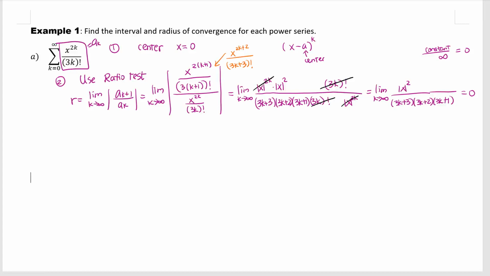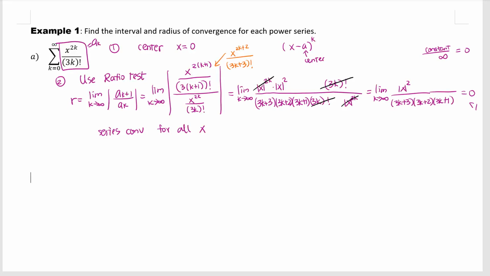Yes, r is 0 no matter what the x is. But the ratio test says if r is less than 1, and 0 is of course less than 1, then the series converges, right? Actually, it converges for all x. You see, no matter what the x is, our ratio r is always 0. Then by the ratio test, the series converges for all x.